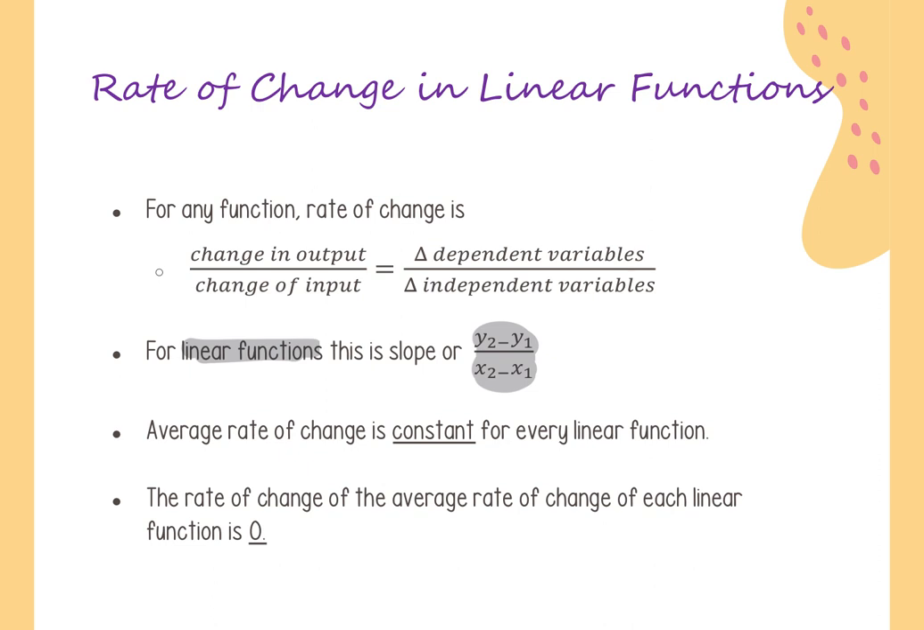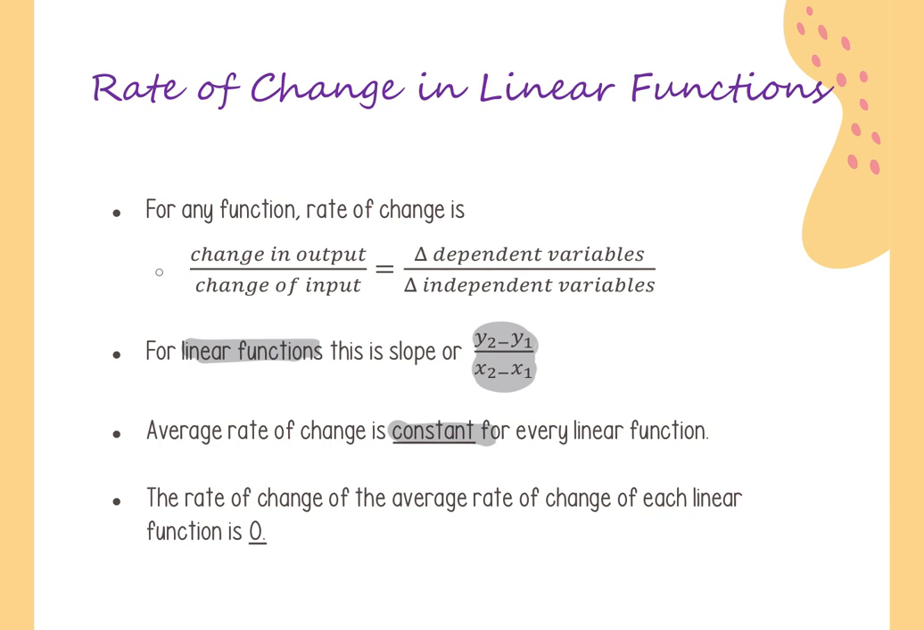The average rate of change is constant for every linear function. So if I had a table of values or I had a graph and I counted my change in y over my change in x, no matter what 2 points I picked, I would always get that, okay? The actual rate of change is never going to change for a linear function.